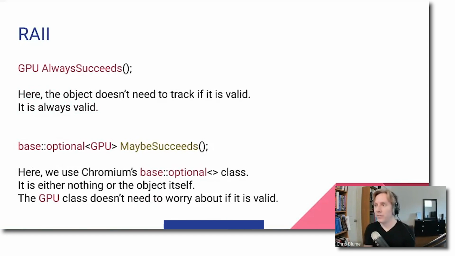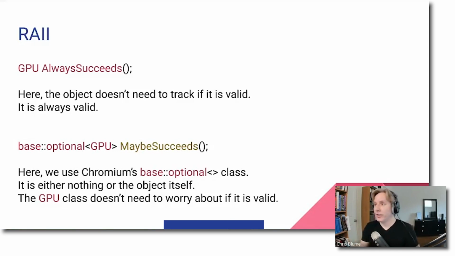So the alternatives are, if you know the initialization will always succeed, then you make a factory, which is this top function, and it will always just return the thing you're trying to initialize. But the second piece of code, if it might fail, then we can use std::optional. That class is either the thing you want, which is a GPU in this case, or it's nothing. So if the initialization maybe succeeds, then we'll return this type that represents maybe success.